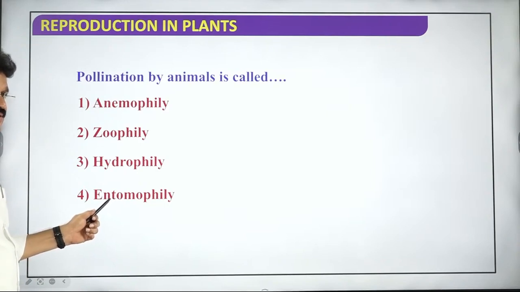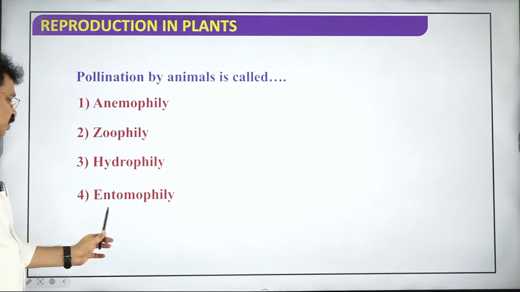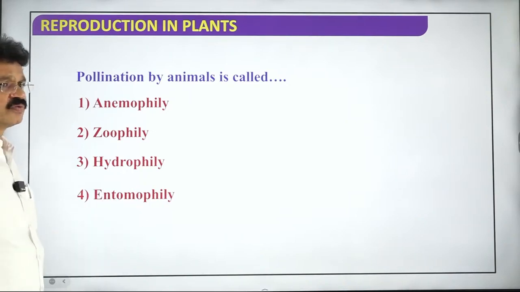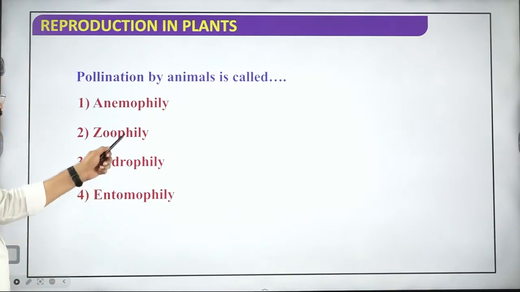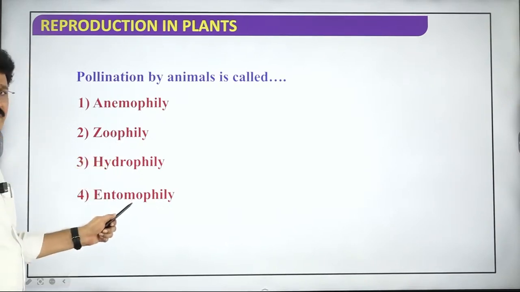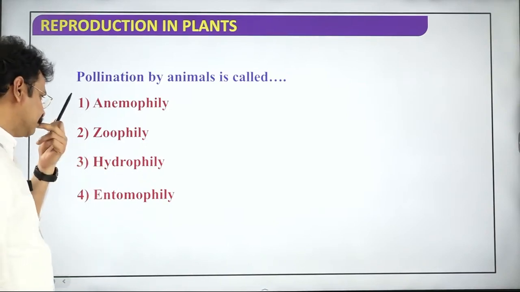What is entomophily? Study of insects, entomology. If insects are the pollen transferring agent, that kind of pollination, or such flowers, are called entomophilous. Entomophily is a kind of zoophily.